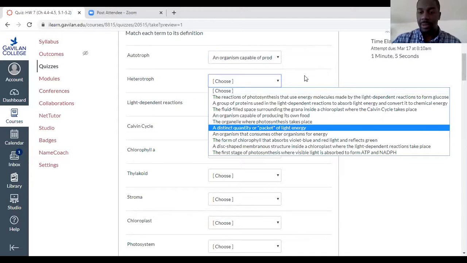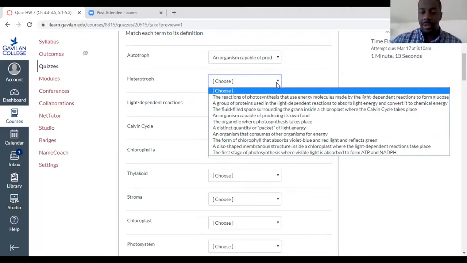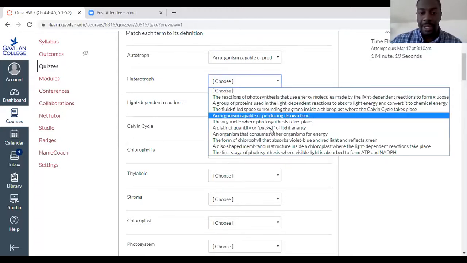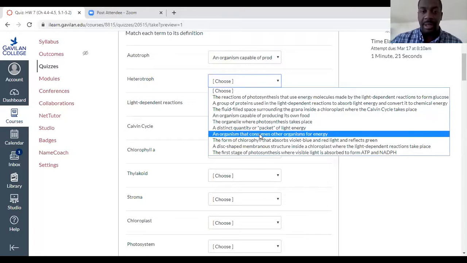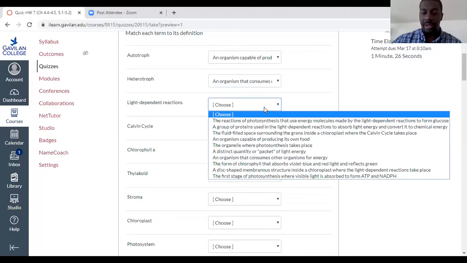Let me kind of move this out of the way a little bit so you guys can see. So what is a heterotroph? Consumes other organisms, right. So heterotrophs have to consume other organisms because they are not able to produce their own food. Perfect. Awesome. All right, so how about the light-dependent reactions? Okay, what are those?